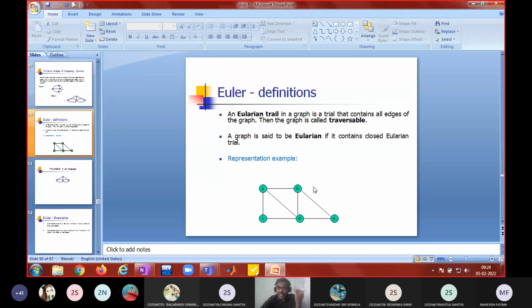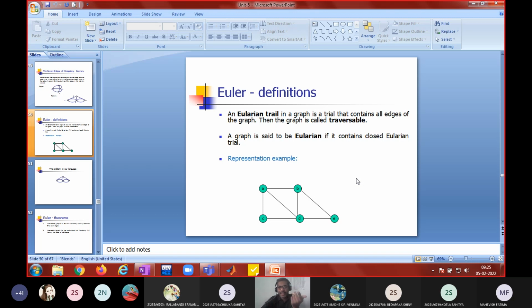But if your trail contains all the edges of the graph, then that trail is said to be an Eulerian trail. And you know the difference between a trail and a walk, right? In a walk edges may repeat, vertices may repeat, but in a trail edges cannot be repeated. So each edge occurs one and only one time, and if all the edges of the graph are present in that trail, then that is said to be an Eulerian trail. And if that Eulerian trail is a closed trail, that means all the edges are distinct and the initial vertex is equal to the terminal vertex.